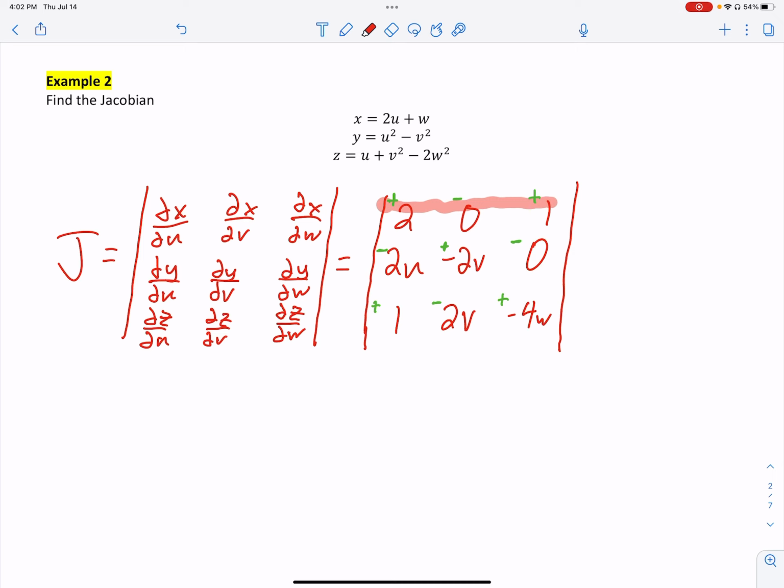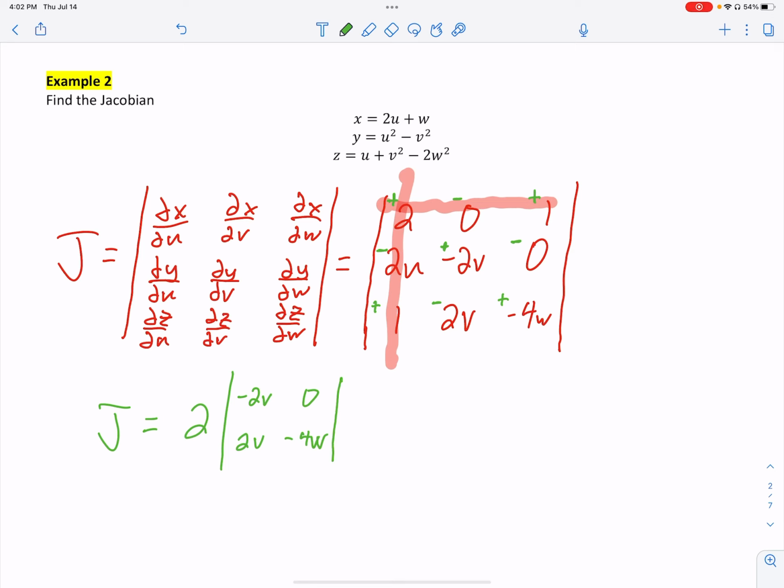All right, let's run through the columns. So what this means is the green tells me what sign to pick. So the Jacobian is a positive 2, and then times the determinant of the matrix on the inside. So 0, and you don't take up the green signs for this. It's only for the outside numbers.